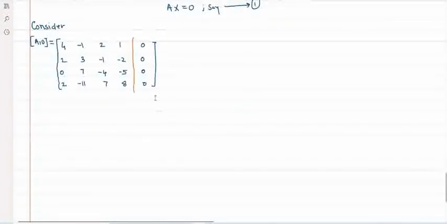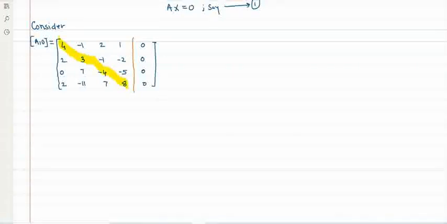2R2 minus R1. R1 can be changed to R2, interchanging the first and second row. Instead of that, if I multiply the second row by 2, my ultimate target is to reduce these elements to 0. Here I will multiply by 2, here also by 2. It becomes 4 and 4 and I will subtract. Is it right now? Yes, sir.